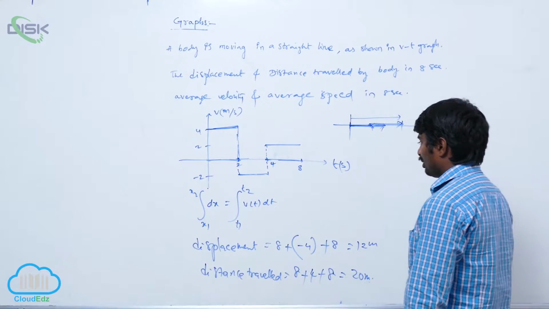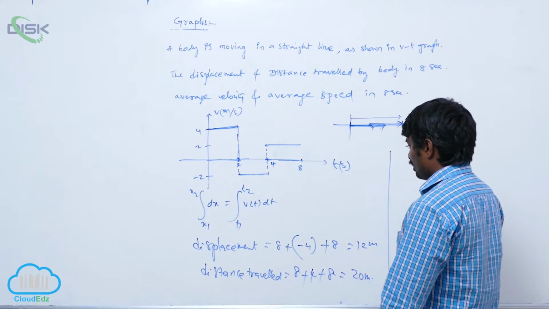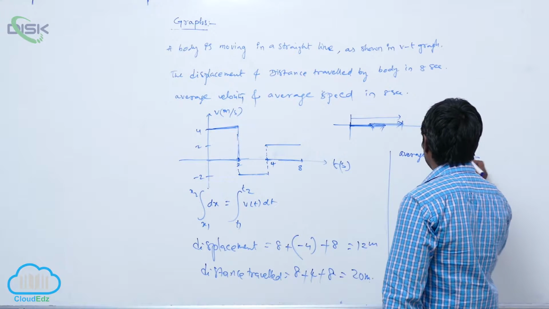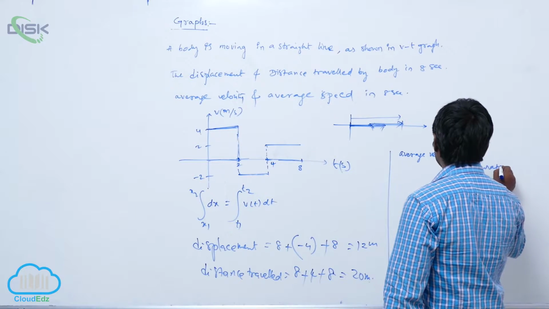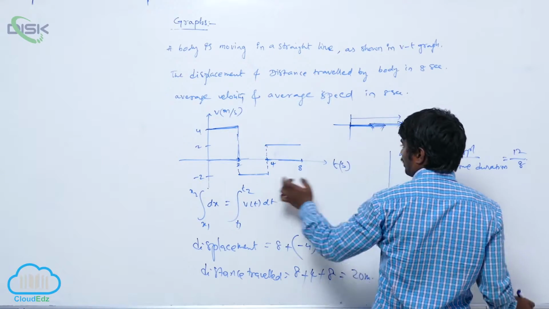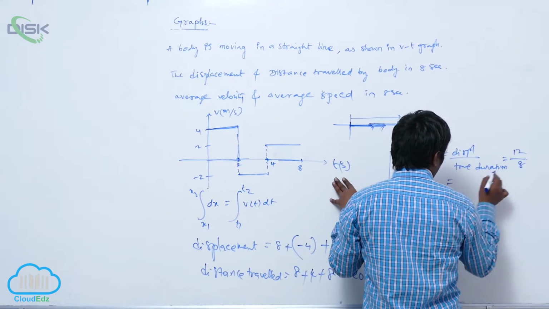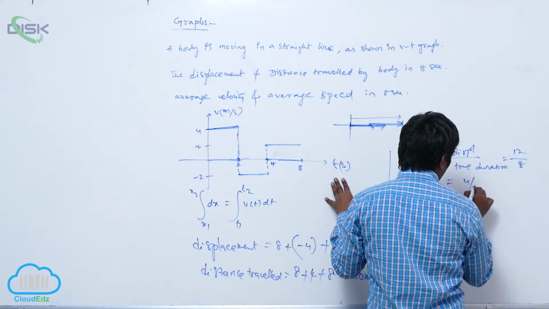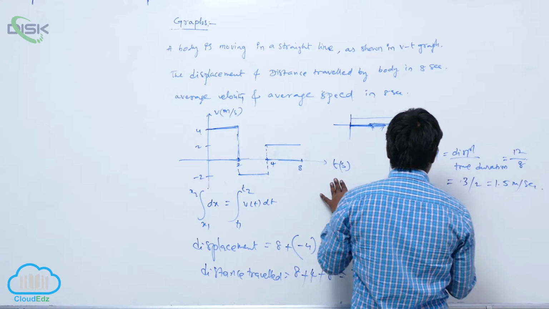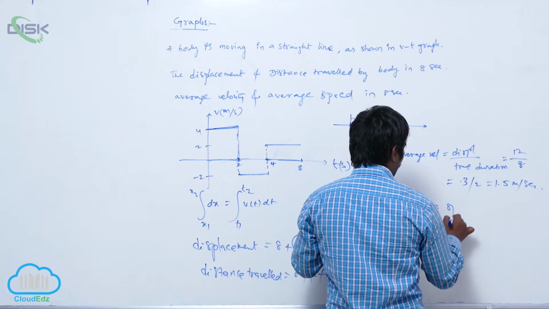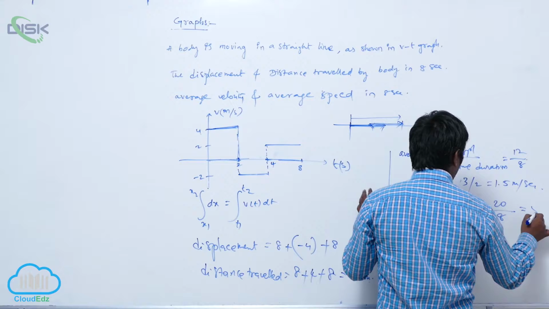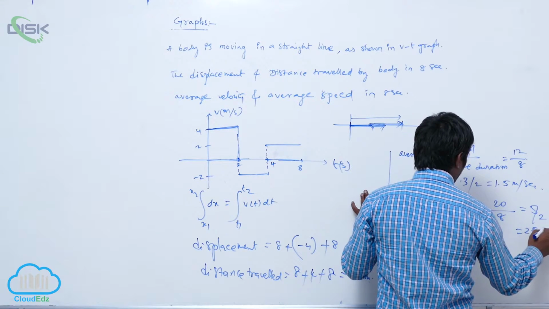Now we have to go for average velocity. Average velocity means displacement by time duration. Displacement is equal to 12 meters, duration of time is 8 seconds, that means in 8 seconds only we have calculated the area. So what you are going to get? 3 by 2, that is 1.5 meter per second. Now average speed. Average speed is equal to path length by time. Path length is 20 by 8, 5 by 2, that is equal to 2.5 meter per second.